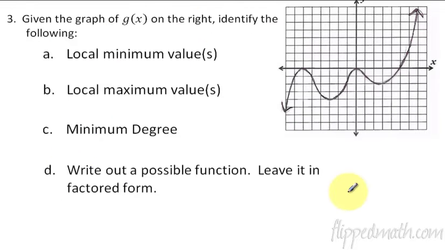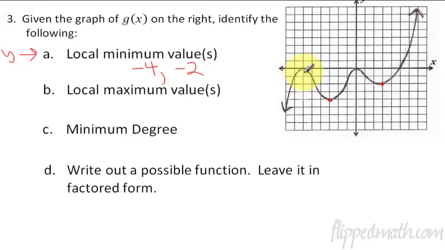Okay, number 3. This one should be pretty quick and easy for you. I'm giving you a graph. Let's find the local min, max, minimum degree, that stuff. Minimum values, local min values, are going to be y values. So don't forget that. These are all y values. That's what we're talking about. And what is that? 1, 2, 3, 4. So we have negative 4. And what's this one? Minimum value of negative 2.